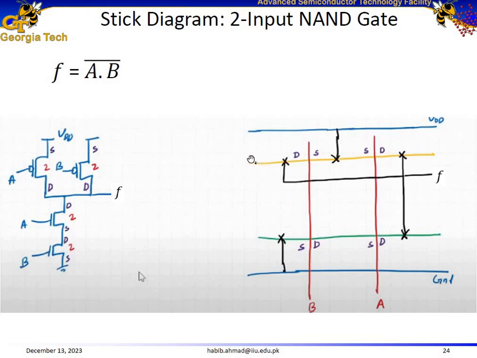The P plus diffusion layer actually represents drains and sources in the pull-up network in PMOS transistors. Similarly, the N plus diffusion layer corresponds to the drains and sources for the NMOSs in the pull-down network. So the P plus diffusion region corresponds to the drains and sources of PMOS transistors, and the N plus diffusion layer corresponds to the drains and sources of the NMOS transistors in the pull-down network.